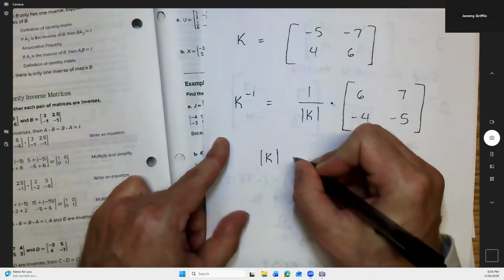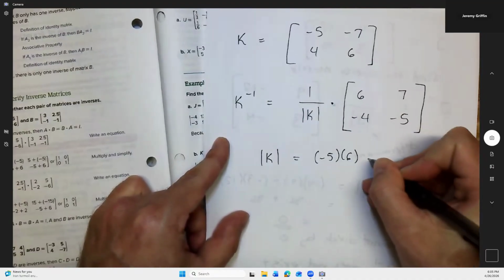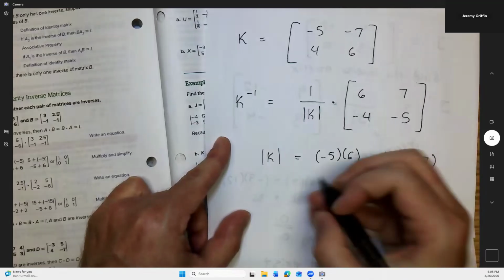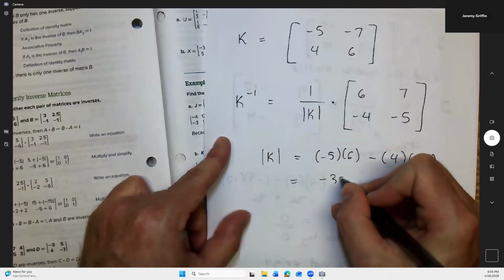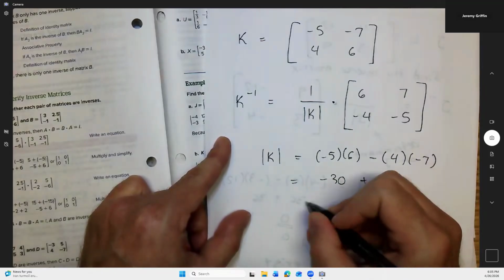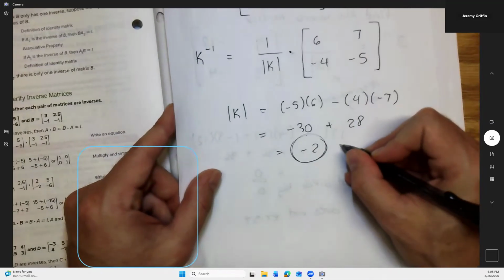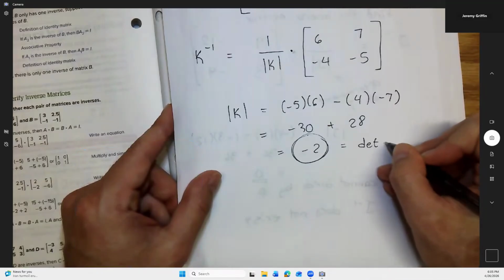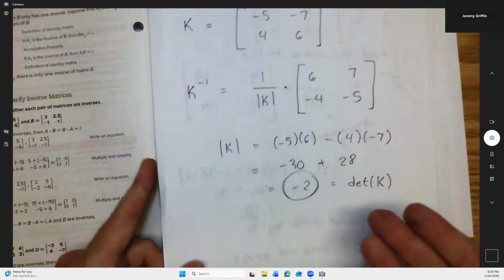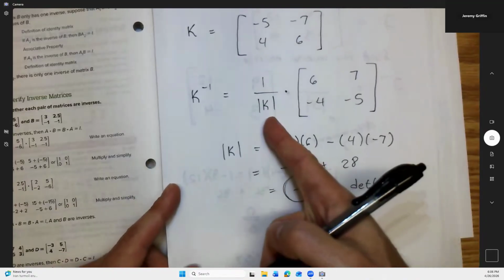I still have to find the determinant of K. So the determinant of K could be -5 times 6, and then minus 4 times -7. Which is -30. We've got a double negative, so I'll say plus, and that would be 28. So -2. So that is the determinant of matrix K. Remember, these determinants come out to hard number values like this. So now we can put this up here.